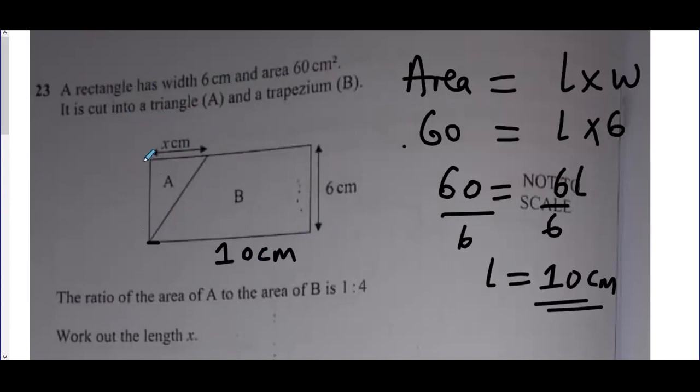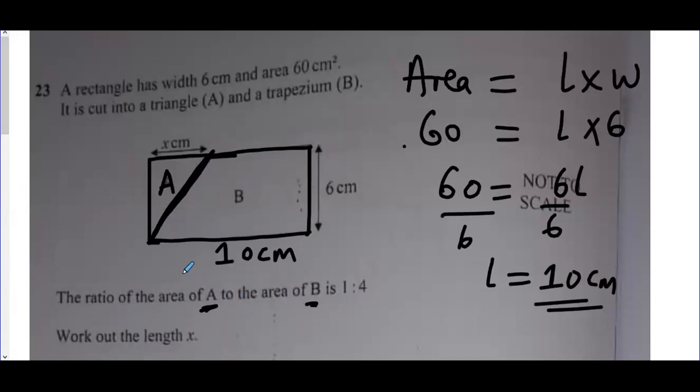One shape is a triangle, which is this shape here, shape A. Another shape is a trapezium, shape B. I think you can clearly see that. Now, what is the question? The question says that the ratio of area A to area B is 1:4. Work out the length X.